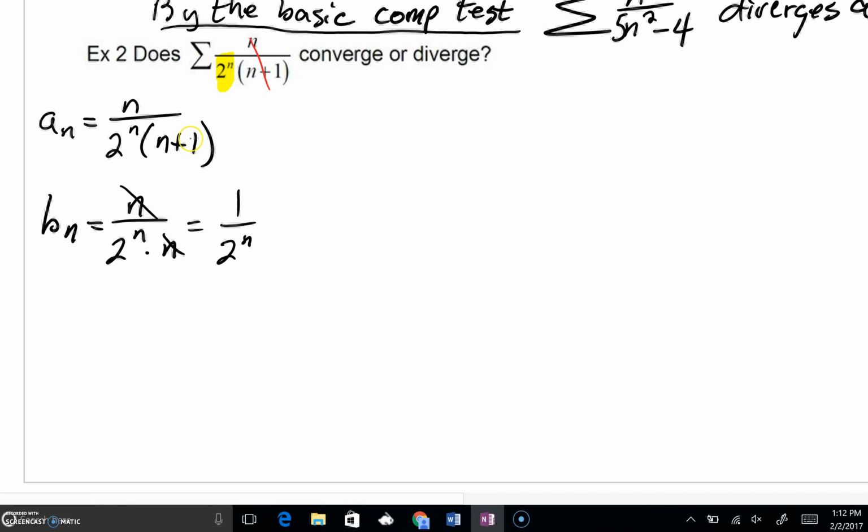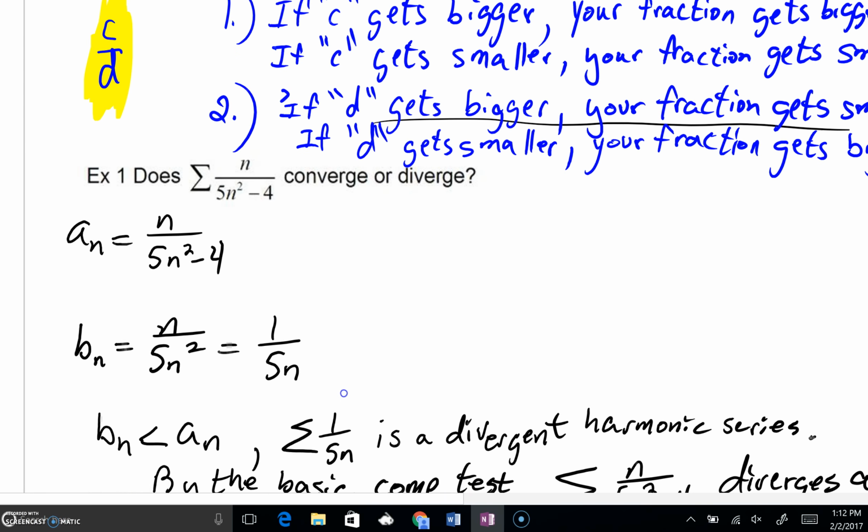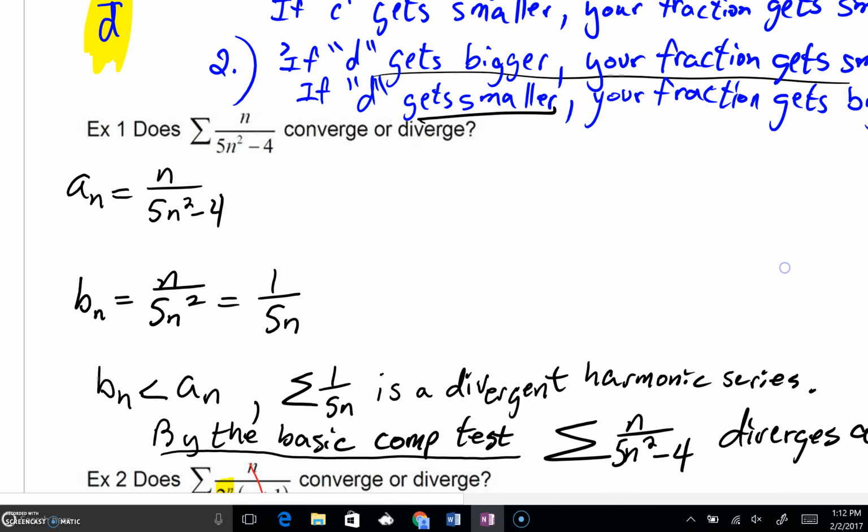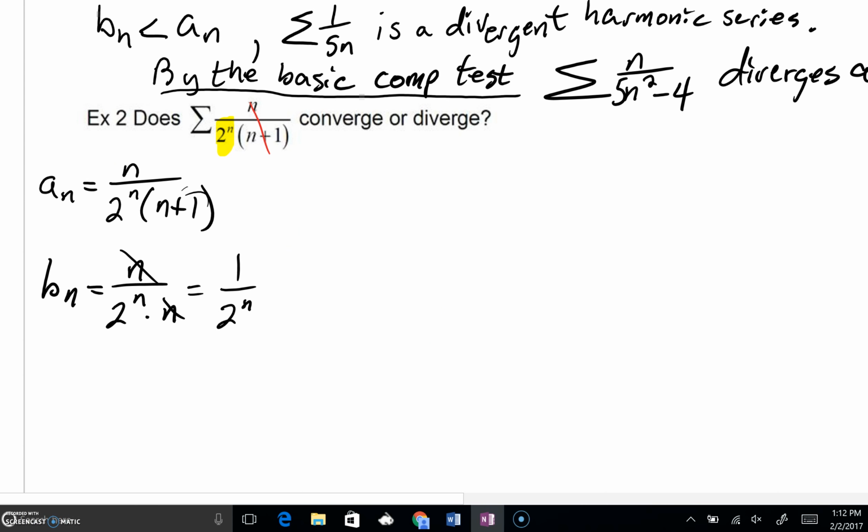If I lost an addition of 1, if that's what's been omitted, what happened to my denominator is I lost that addition of 1. It got smaller. And when your denominator gets smaller, what's happening to your fraction? It gets bigger. You could say that this fraction is actually bigger than a sub n. Well, that's necessary to do the basic comparison test, that's bare minimal. You have to have that.